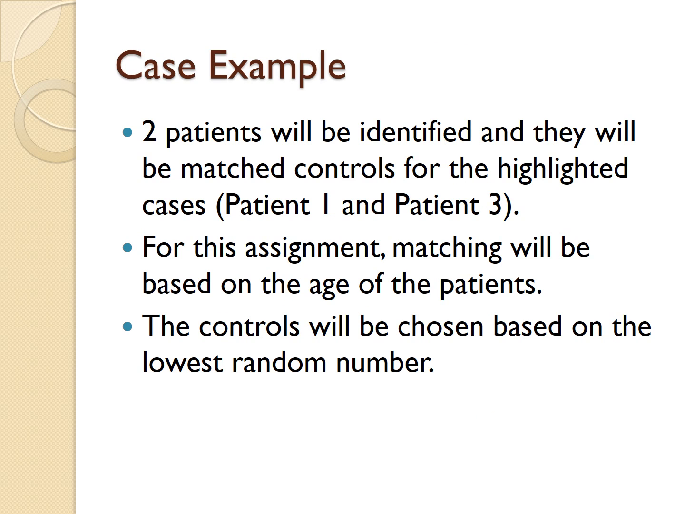Two patients will be identified and they will be matched controls for the highlighted cases, which is patient 1 and patient 3. For this assignment, matching will be based on the age of the patients. The controls will be chosen based on the lowest random number.